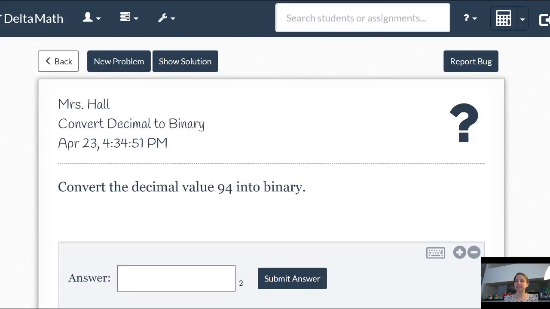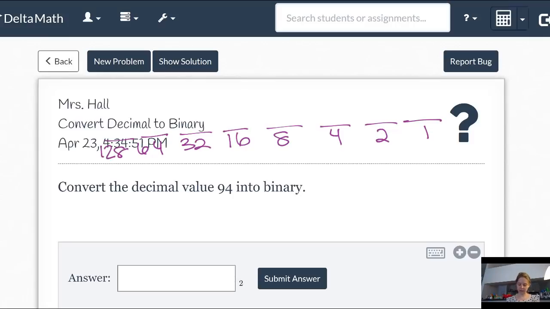Now in convert decimal to binary, we're going to go the other way. We're going to convert the decimal value of 94 into binary. Like always, I need to set up my place values. 2 to the 0 is 1, 2, 4, 8, 16, 32, 64. Double of 64 is 128. That is higher than 94, so I know I don't need to go that high.